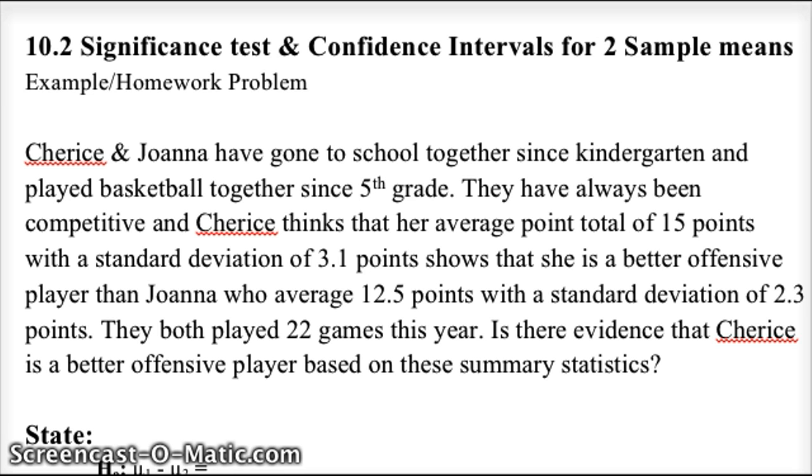Here we have two girls who've been playing basketball together since 5th grade. They've been competitive, and Charisse thinks that she's the better offensive player. She has a 15-point average with a standard deviation of 3.1 points this year, as opposed to Joanna's 12.5-point average with a standard deviation of 2.3 points. She thinks that shows she's the better offensive player over the 22 games they played this year. We're going to look for evidence that one's a better player. So we're going to do state, plan, do, conclude.